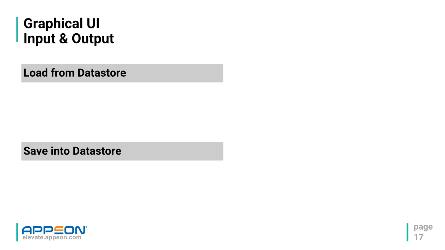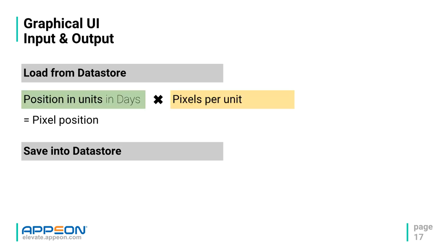So, what do we do with that now? When we load the data from the data store, it's a little bit of math. We have our position in days, so maybe it's the 5th of that month. So it's a 5. The position in units. And then you have your value pixels per units. Maybe you have 50 pixels for each day. And then you multiply that, and then you get the position where you want to draw.